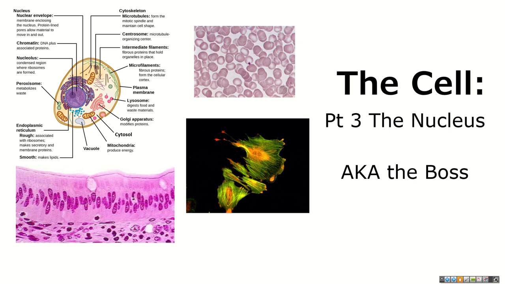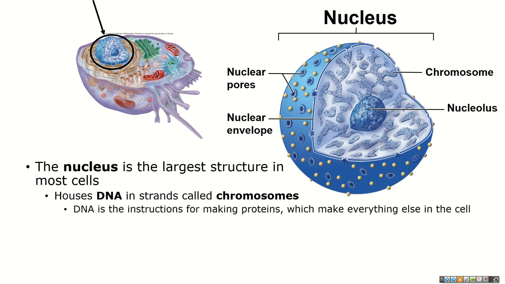Okay, in this section, we are going to talk about the nucleus. Now, if you think of the cell as a company or a city, sometimes we think of it that way, the nucleus is City Hall or the boss. It is the thing that tells the rest of the cell what to do and when to do it. And that is because the nucleus has the DNA. So the nucleus is going to be the largest part of almost every cell.